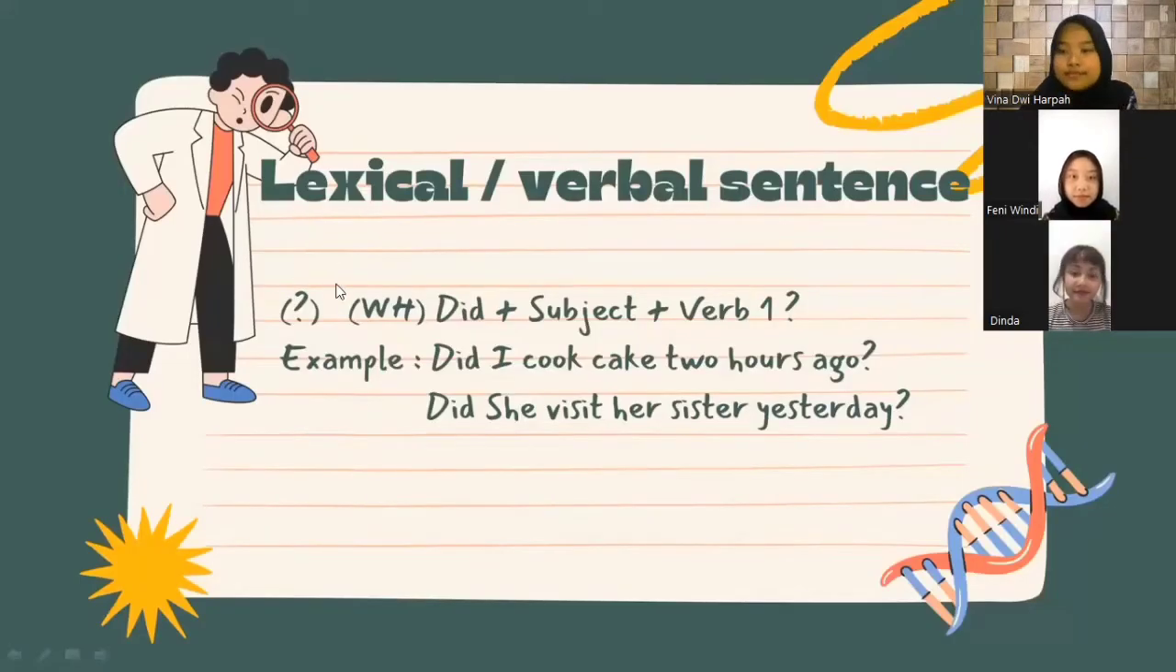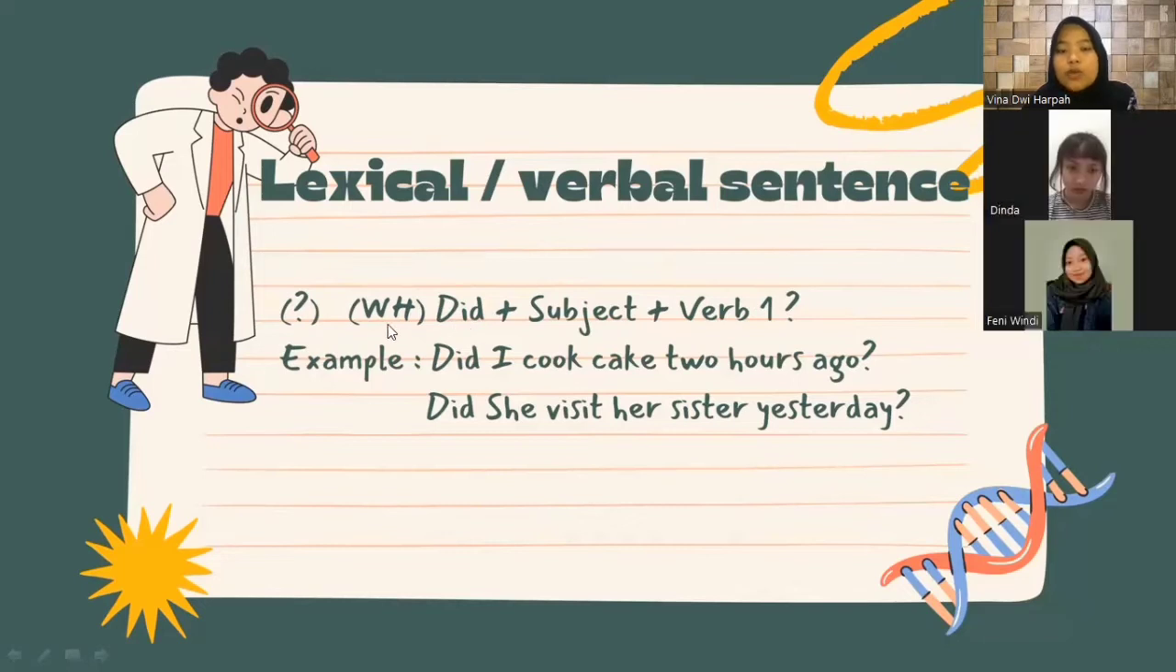Okay, thank you. The next is question sentence in lexical or verbal sentence. If you use a WH question, you can add the WH question before did. But if you don't use a WH question, you can use did plus subject plus verb 1. So in the question sentence, we use verb 1 again, not verb 2, okay?